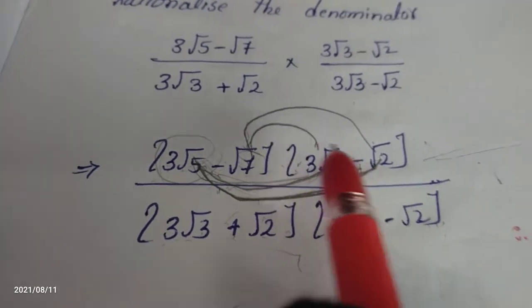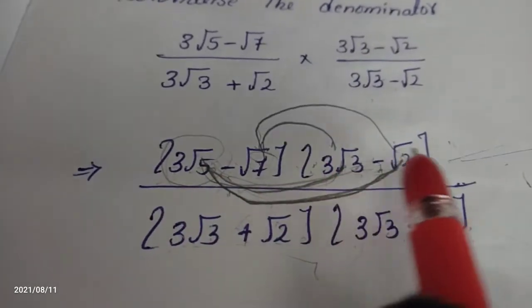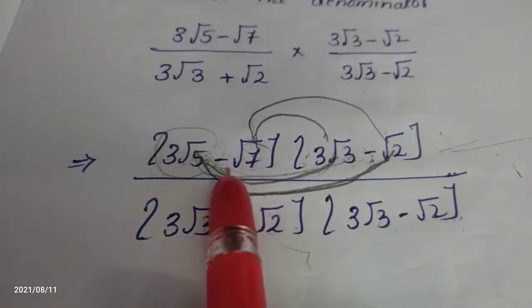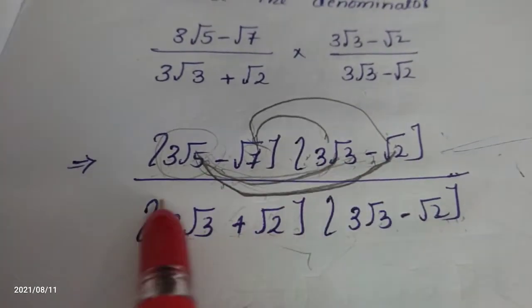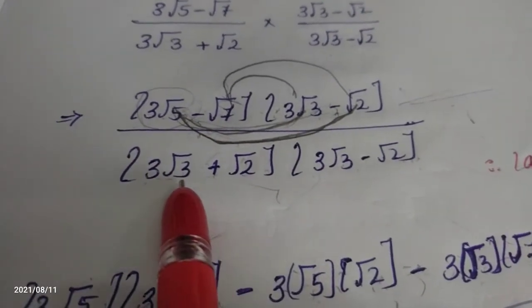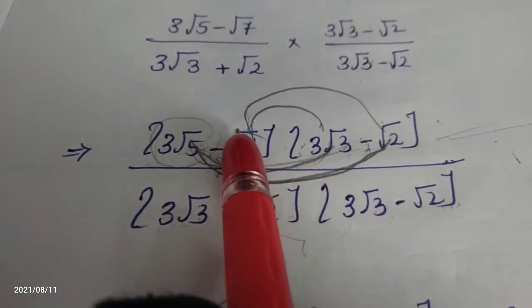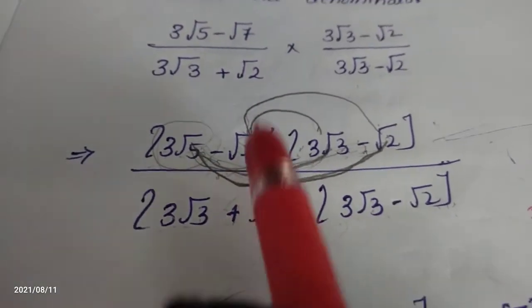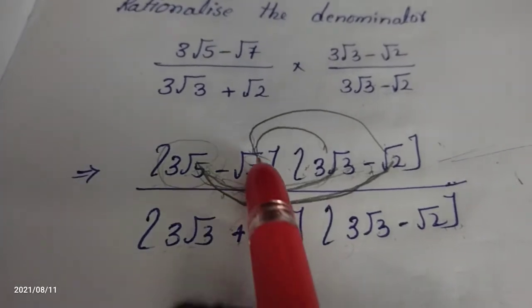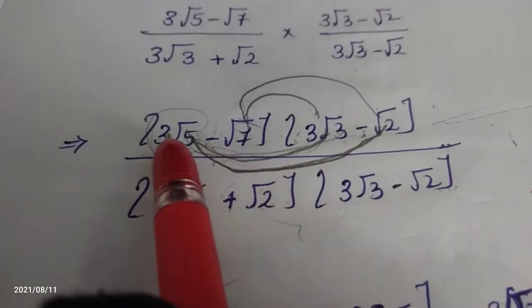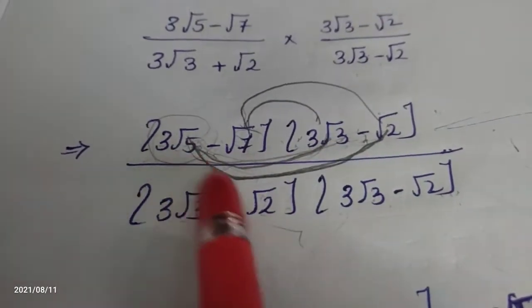Okay, what do we have to do? We have to multiply each number with each other. First we deal with the numerator, then we come to the denominator. What do we have to do? First we have to multiply 3 root 3 with the first number, then the second number.